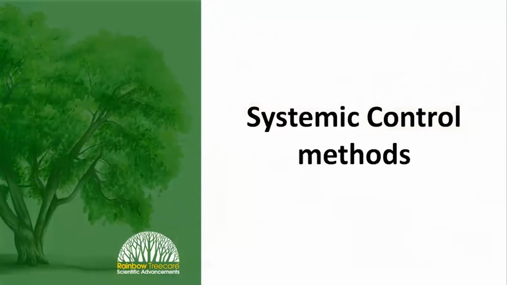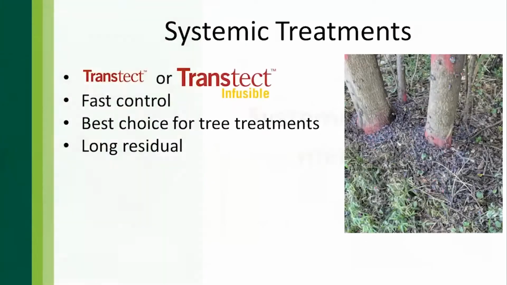Now, as we look at our systemic control methods, we have really 2 flavors of that to deal with. There's Transtect or Transtect infusible, and these are a great choice for using as a systemic because it gives you very quick control. If you're looking at a bark spray, you're looking at a few days, and if you're looking at a trunk injection, even shorter than that.